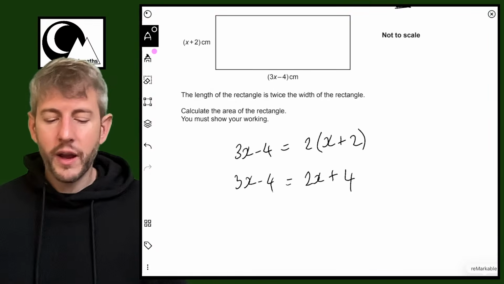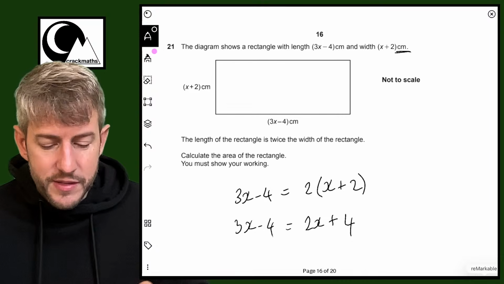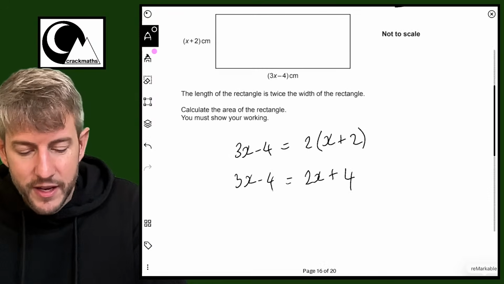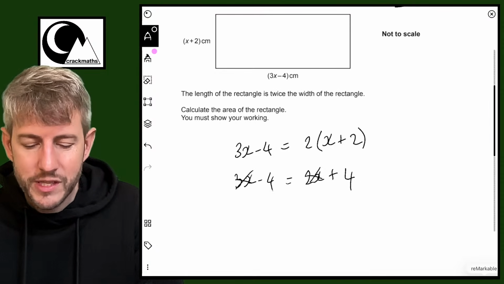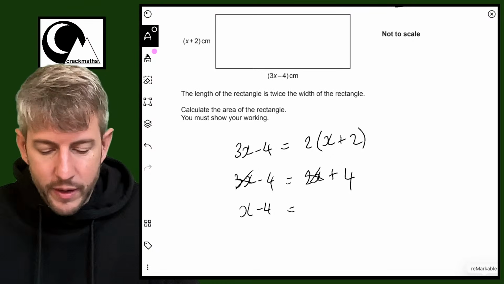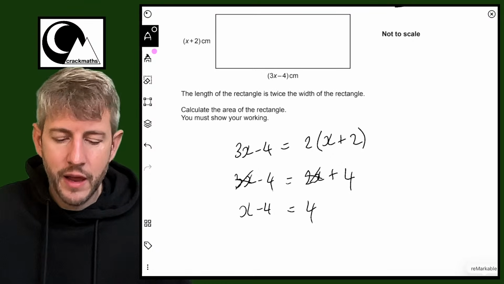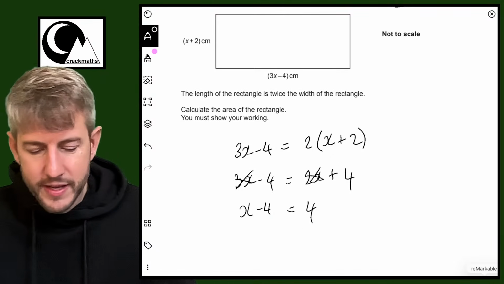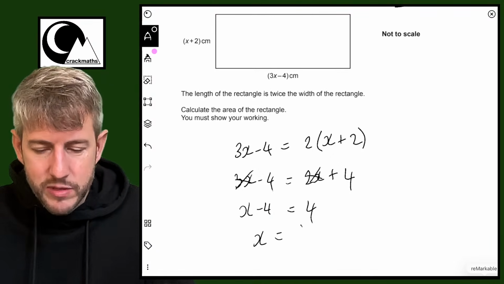Okay, and then what I can do is the same thing that I did. I can take away the 2x from both sides, which leaves me with x take away 4 equals 4. And then I can add the 4 to both sides. So that gives me x equals 8.